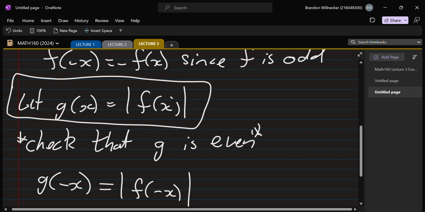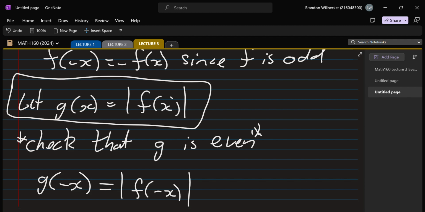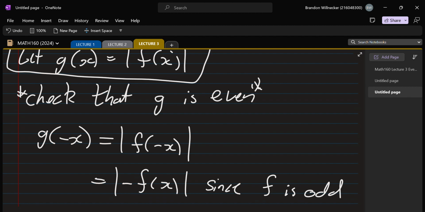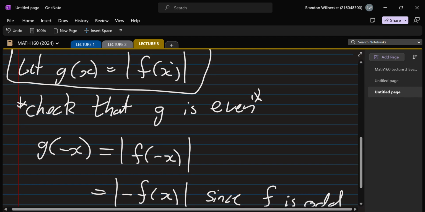That is how g is defined. We want to check if g is even, so we substitute minus x and see if we get back to g. Anyone else stuck with that? Yes. Is it because you substituted negative x in? Yes. So here, there, and there.